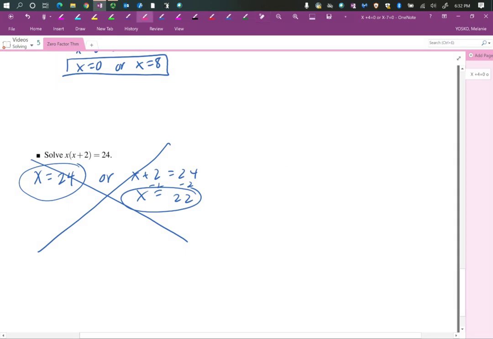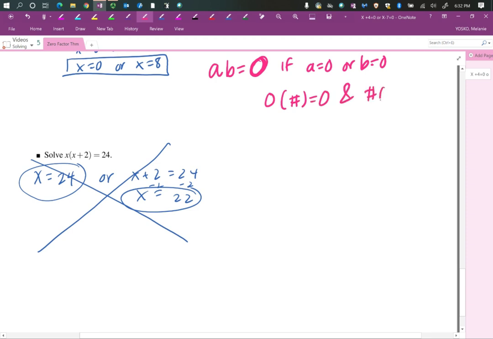The reason the zero factor theorem works is that you have two things multiplied together and you get an answer of 0. Well, this is true. The reason this works is because 0 times another number is 0, and some number other than 0 times 0 is 0. If the numbers are finite, if you multiply by 0, you get 0. So let's go back and look at this one. x times x plus 2 equals 24.